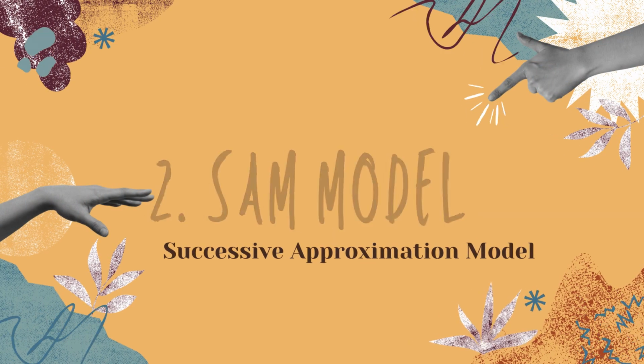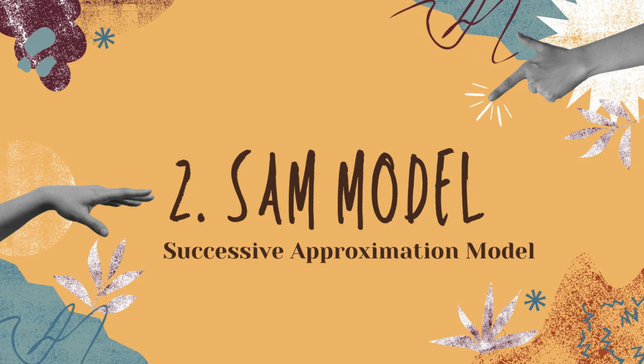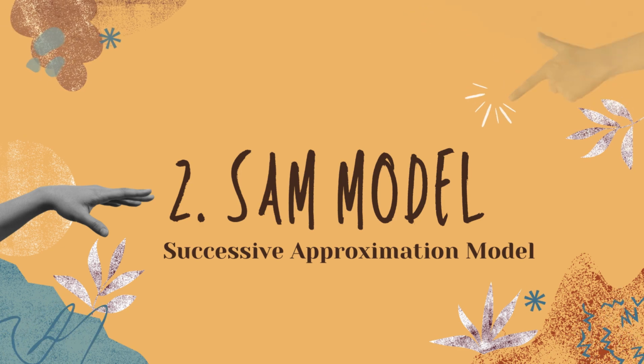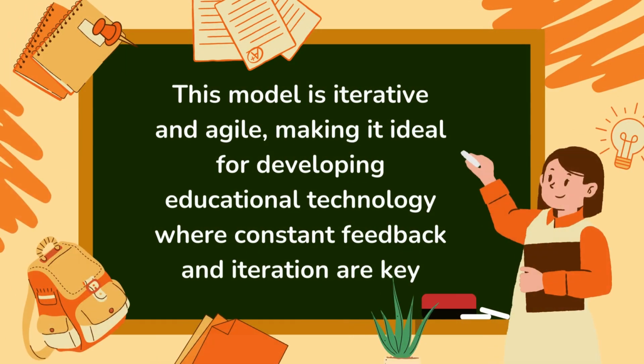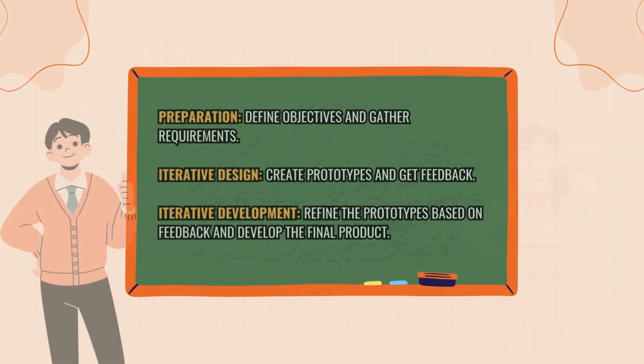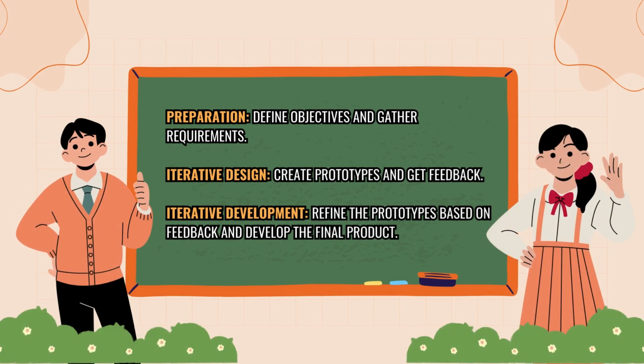Next, let's look at the SAM model, or Successive Approximation model. This model is iterative and agile, making it ideal for developing educational technology, where constant feedback and iteration are key. Preparation: define objectives and gather requirements. Iterative design: create prototypes and get feedback. Iterative development: refine the prototypes based on feedback and develop the final product.